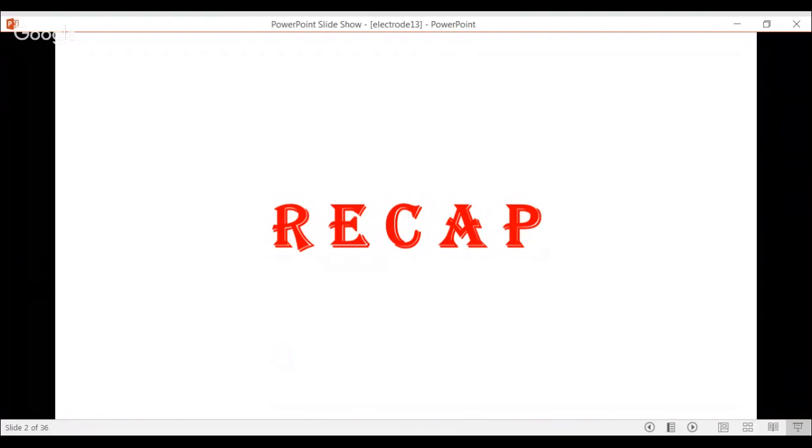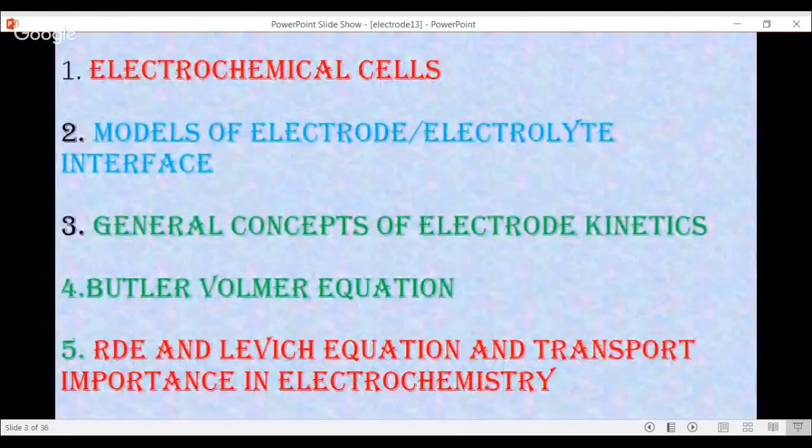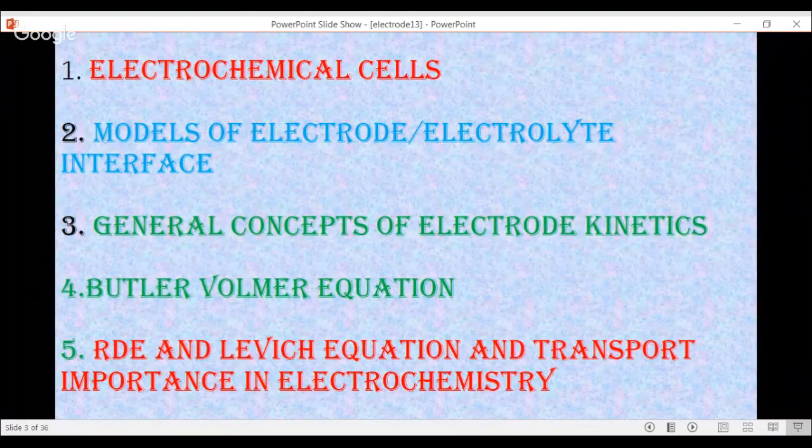As you all know, cyclic voltammetry is voltage versus current. Many of the electrochemical measurements are voltage versus current only. Now, briefly recapping what we have done up to now, we first started with what are electrochemical cells. Electrochemical cells essentially consist of an electrolyte and two electrodes. And there can be varieties of electrode reactions and other things we will see later on.